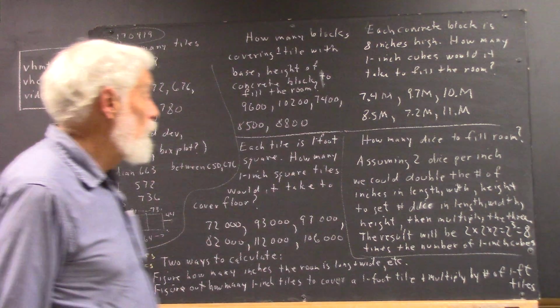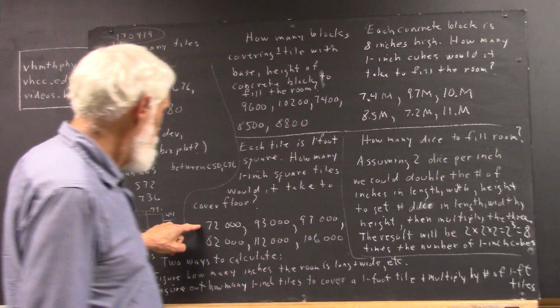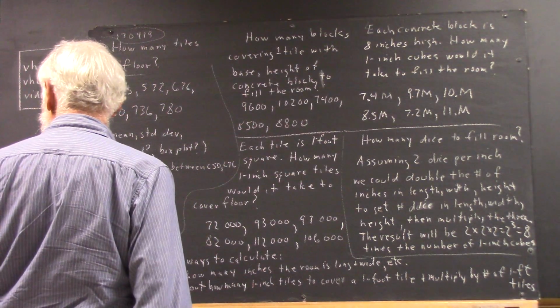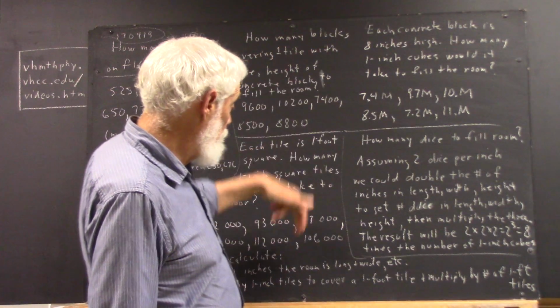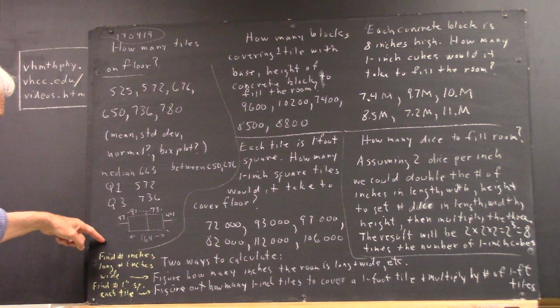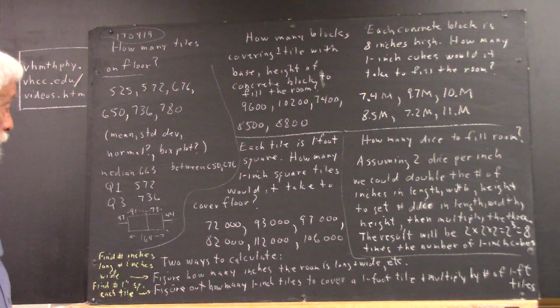Okay. What other possibility? Well, you've already got this number. So as I just said, you multiply this number by the 104 inches of height, you're going to get this number, and that's the same thing you would get if you took the length in inches and the width of the room in inches and the height of the room in inches.